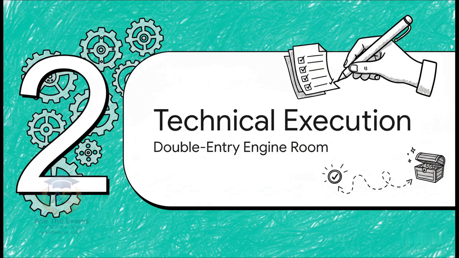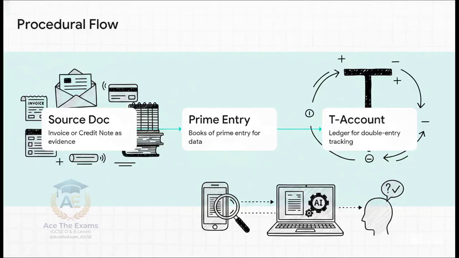Moving right along to Section 2, Mastering Technical Execution. Welcome to the engine room of double entry. So your procedural logic needs to flow exactly like this. It all begins with the source document. That's your raw evidence. From there, it flows directly into the books of prime entry, and finally, it lands right in the T-account ledger.